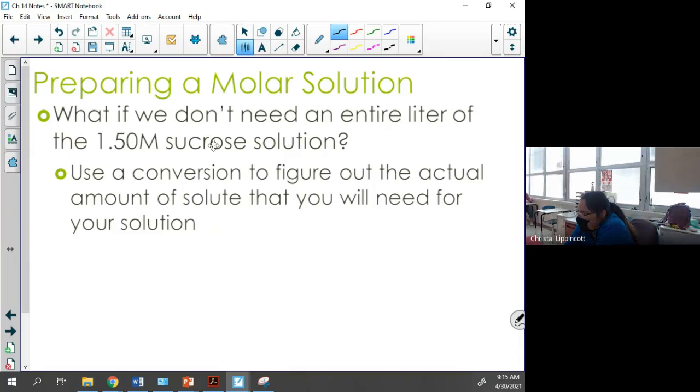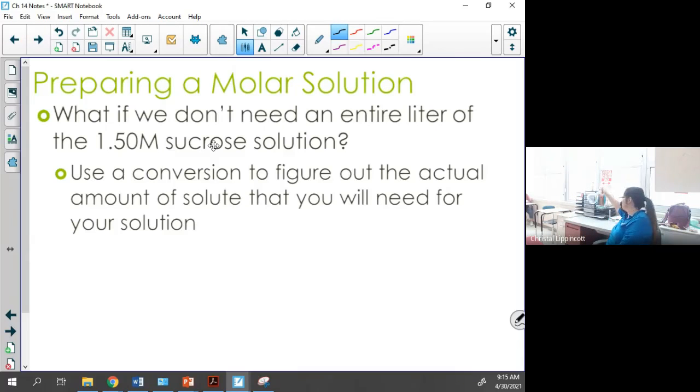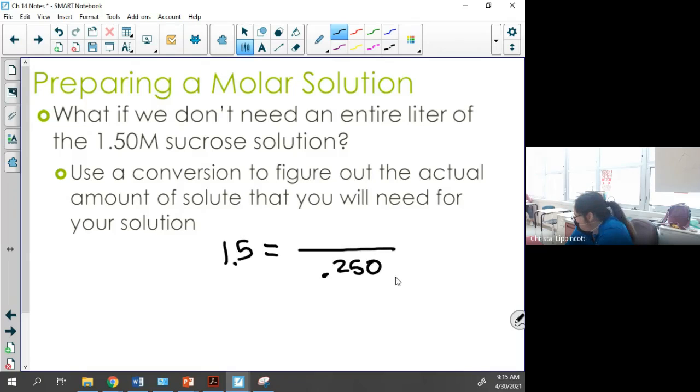But what if we don't need an entire liter? Maybe I only need 250 mils of it. Then we have to use the molarity that we want. So if we want 1.5 molar, and now instead of a liter of solution I only want 250 milliliters, which is 0.25 liters, that tells me how many moles I've got to make of this. And then I just convert those moles into grams. That makes sense? You're going to have to do this, so make sure you know how to do this. You have to do this in lab.